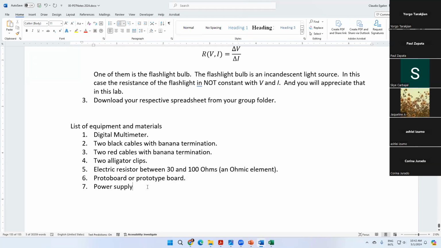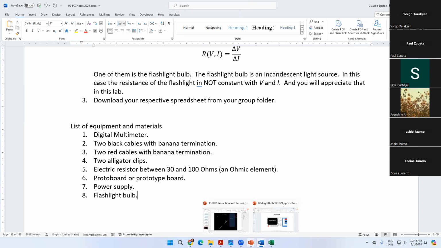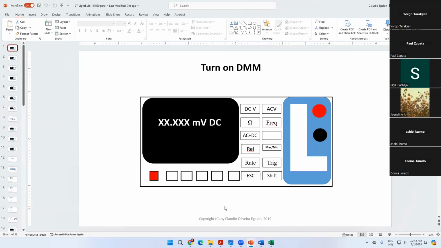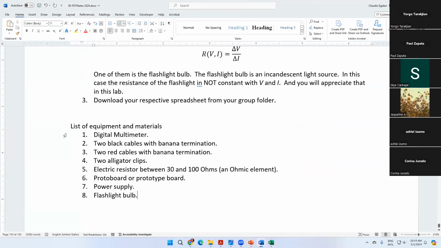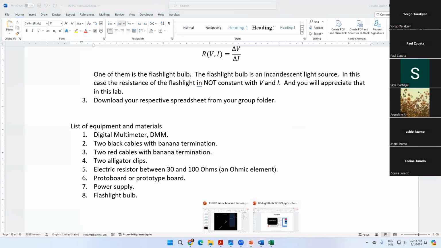Proto board. I didn't put the flashlight bulb here. What a shame. Flashlight bulb, right? There you go. Power supply. And as they appear, I'm going to list them according to their appearance. So here is my slide. Okay. Turn on the digital multimeter. Digital multimeter, DMM. That's the first device that appears in my slide.